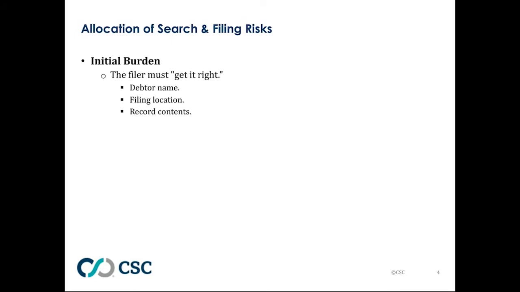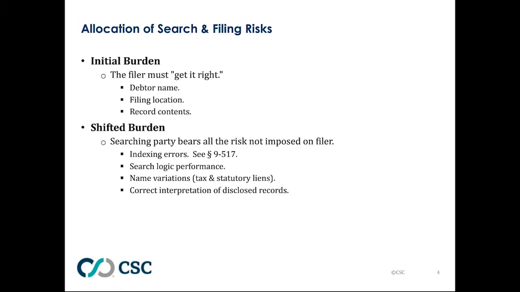Once the filer does this, the filer is perfected. Even if the filing office screws up somehow and doesn't get it right, they misindex it or their search logic is defective or there's some other reason like this. Once the filer gets it right, they're perfected, which means that at that point, the burden shifts to the searching party to find all the relevant records. So they have this broad general risk. The searcher bears the risk of the indexing errors and search logic performance and things like that.